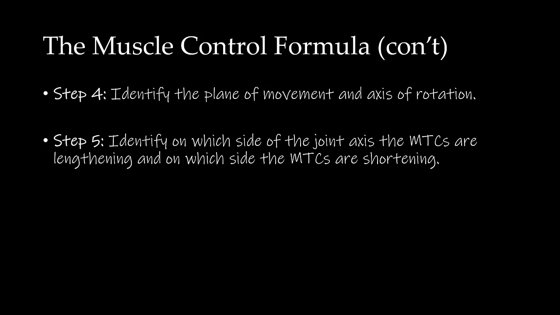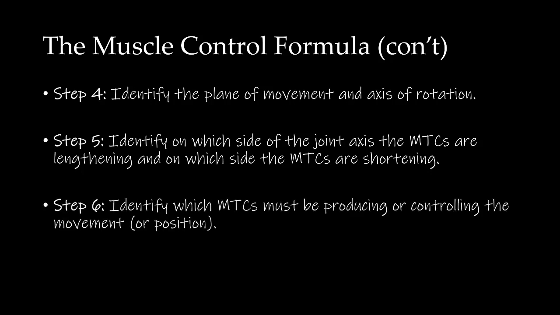Step 5 was to identify on which side of the joint axis the MTCs are lengthening and on which side the MTCs were shortening. And we determined that the MTCs on the lateral side, the glenohumeral abductors, were shortening, and the MTCs on the medial side, the glenohumeral adductors, were lengthening.